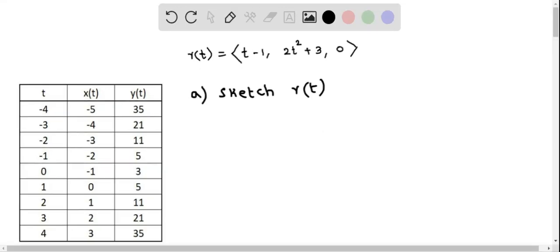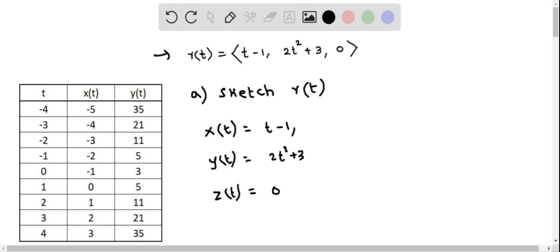Let's do part A. That is, we have to sketch the position function r of t. We have this position function r of t, which is given by t minus 1, comma, 2t squared plus 3, comma, 0. So from this position function, we can identify the coordinates. That is, x of t is given as t minus 1, and y of t is given as 2t squared plus 3, and z of t equals 0.